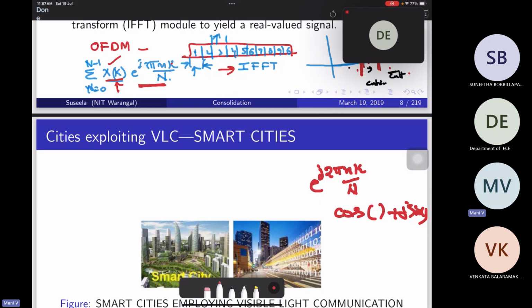Okay. So here in OFDM, for each k, so k equal to 0 to N minus 1. That means there are N number of subcarriers. Onto each subcarrier, we give a signal that is called X of k and it is multiplied by cos. Cos means e power j. That is your orthogonal carrier. Okay.